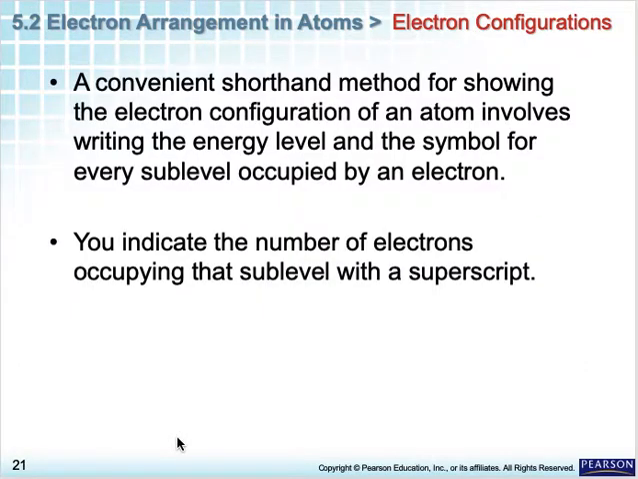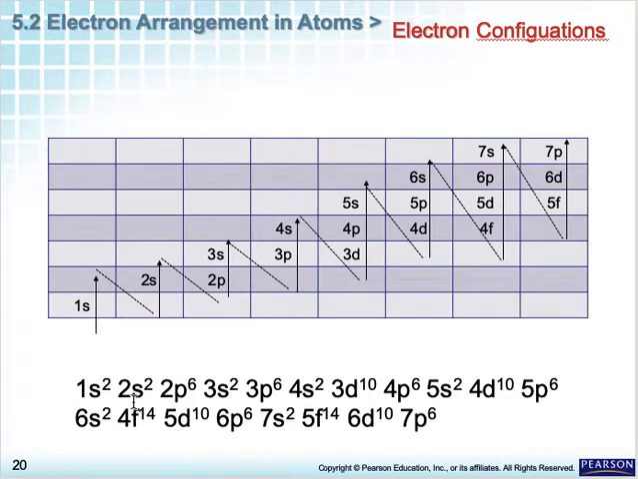A convenient shorthand method for showing electron configuration in an atom involves writing energy levels and the symbol for every energy level occupied by an electron. You indicate the number of electrons that are occupying that by a superscript. And so that's what the superscripts up here are, how many electrons can go in there. The S can hold 2, the P can hold 6. You should be writing this down. The D can hold 10, and the F can hold 14. This would completely describe the periodic table.